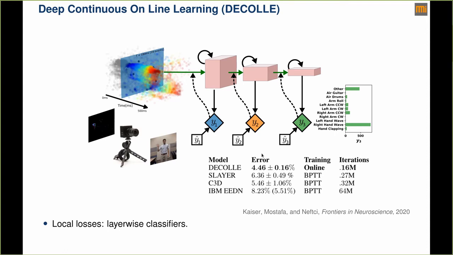These particular results were obtained on the GPU just because at that point we didn't have neuromorphic hardware that could implement our learning rule. Okay.